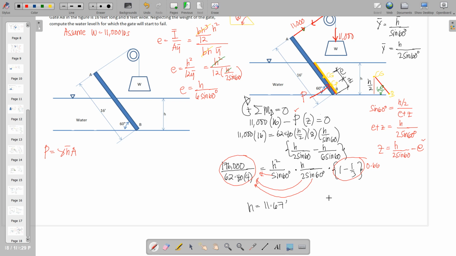That would yield H equal to 11.67 feet. Okay, so this will be the critical height, so that we will maintain the setup wherein the weight here should be equal to 11,000 pounds, and the inclination here remains to be 60 degrees.